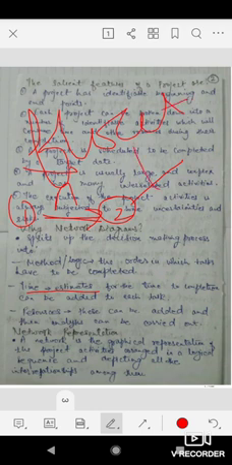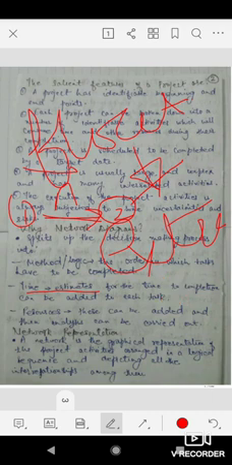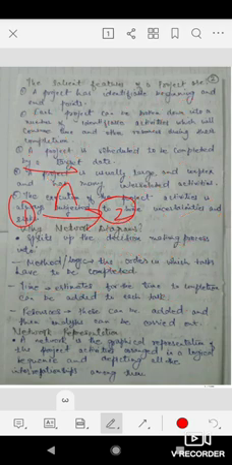Float is an extra time which is available to any activity so that we can delay that particular activity without affecting or damaging the total project duration. It will not affect the duration of the whole project.